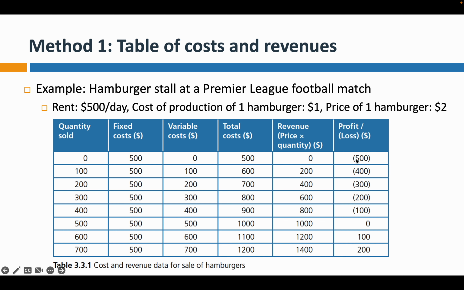Here, the negative numbers are showing us that at this point, we're experiencing loss. We're experiencing loss up until this one, where we are breaking even. So if we look, the break-even level of output is 500. So the answer is the business owner of the hamburger stall needs to sell 500 hamburgers in order to break even. Anything that he sells after that is going to be earning him profit.